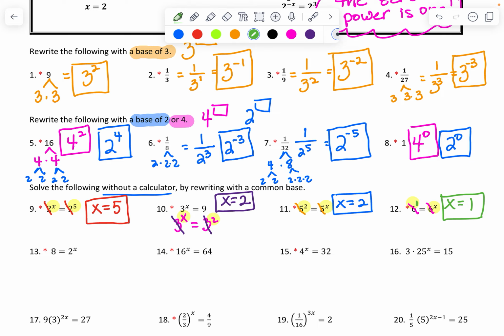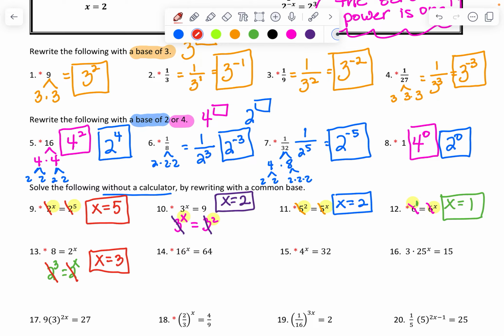What you have left here is this 2x equals 3. So here's the first time we're actually going to have to solve something. So if you have 2x equals 3, we're going to divide both sides by 2. When I divide both sides by 2, I get x is 3 halves.